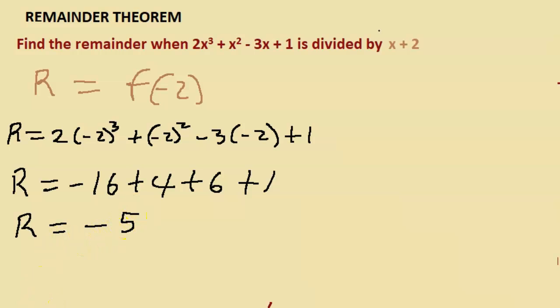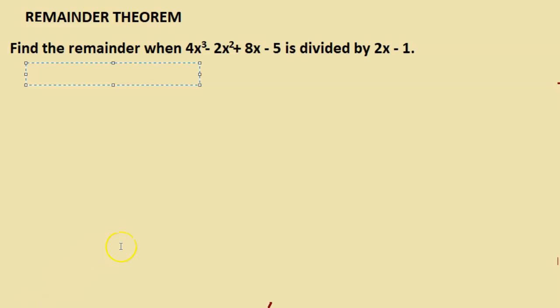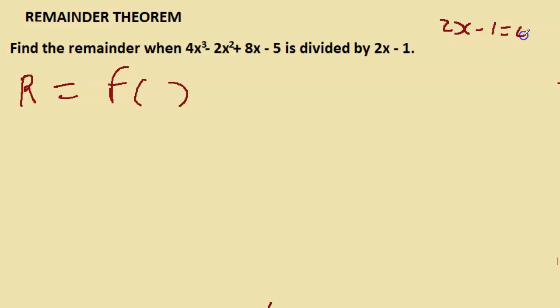Let's do another one. So here we have another one. Find the remainder when 4x cubed minus 2x squared plus 8x minus 5 is divided by 2x minus 1. Good? So f of what do we find now? So the remainder is equal to f of what? What do we put in the bracket? Alright, so a neat way to get what we substitute here is to just equate the divisor to 0 and solve. So f of half will give us the remainder.